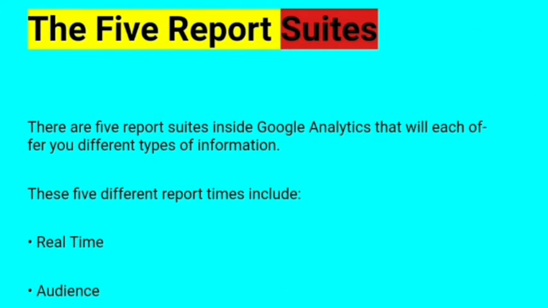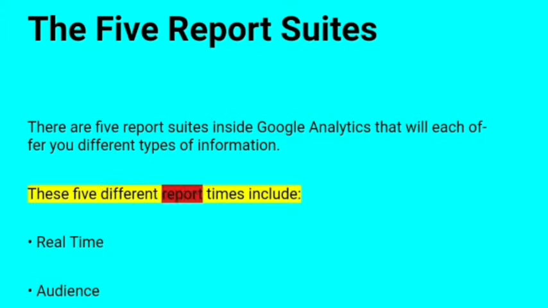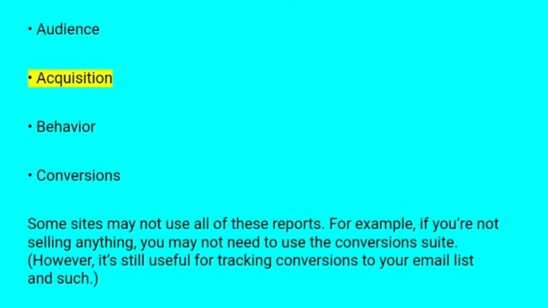The five report suites. There are five report suites inside Google Analytics that will each offer you different types of information. These five different report types include real time, audience, acquisition, behavior, conversions. Some sites may not use all of these reports. For example, if you are not selling anything, you may not need to use the conversions suite. However, it is still useful for tracking conversions to your email list and such.